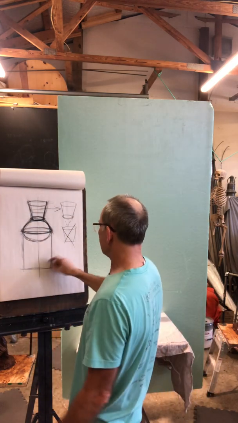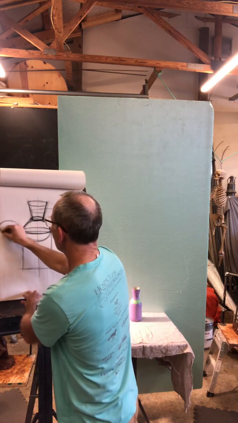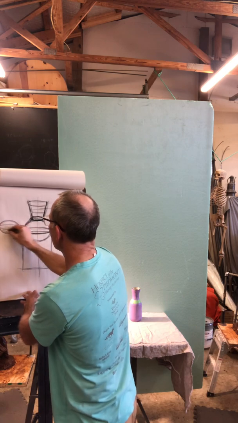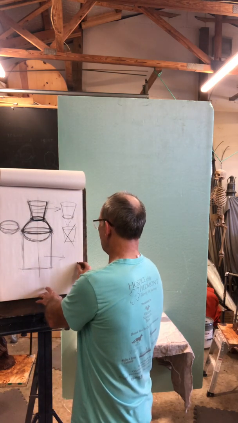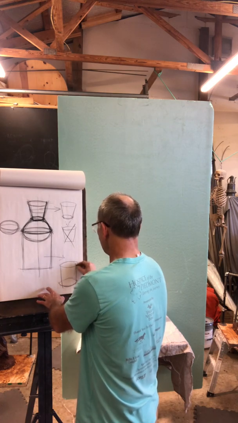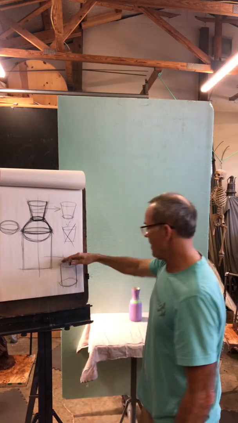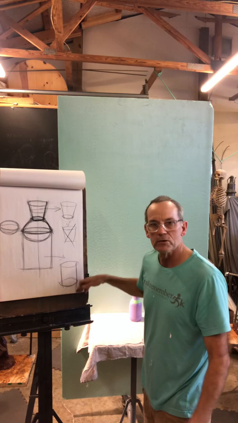All right, and then this down here, so here I've got sort of an egg shape or a rounded form, right? And then down here I've got a cylinder shape. Again, drawing through. And remember, with each of these rounded forms, the further below your eye level you go, the more curved this is going to be.